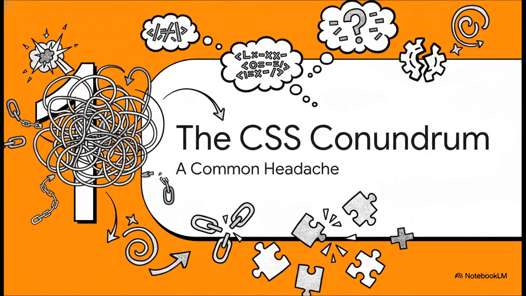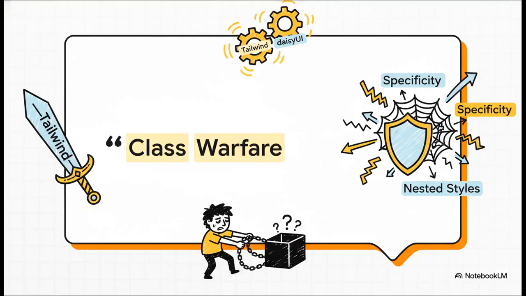Let's start with a problem that every single one of us knows way too well. For years, writing CSS meant dealing with the same old headaches. I'm talking about massive, bloated style sheets, those endless debates over what to name your classes, and that constant nagging fear that changing one little thing over here is going to break something on a totally different page over there. The creators of Tailwind CSS even have a name for this whole mess. They call it class warfare. And it's the perfect description, isn't it?